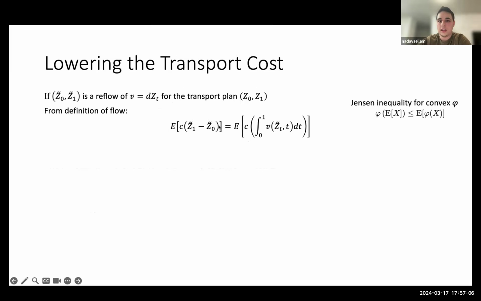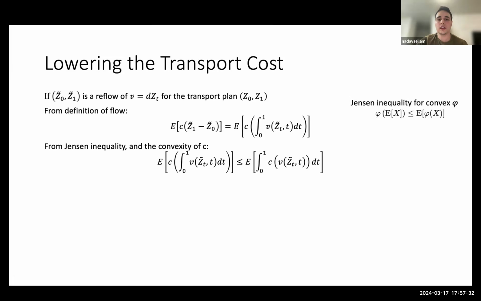What we see here, this expectation, is how we define the transport cost of the new transport plan. From the definition of flow, we can replace Z1 tilde minus Z0 tilde with just the integral over the vector field, because that is how we train the model. It tries to emulate this exact vector field at each point, the time step, and assuming it has converged, it is what we get.